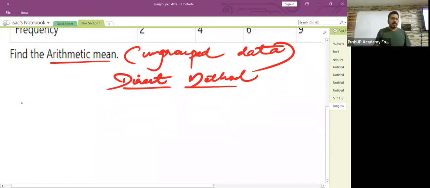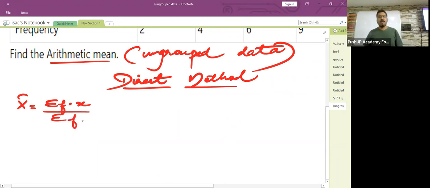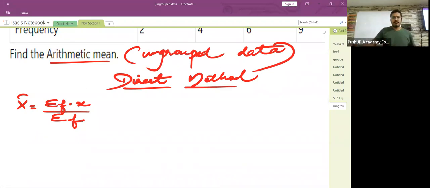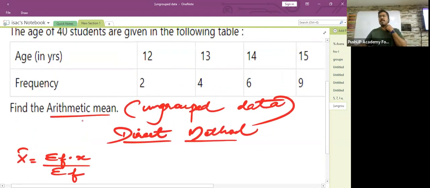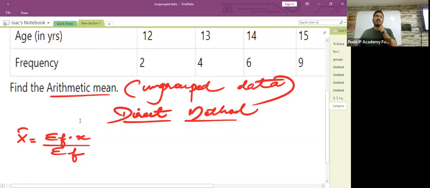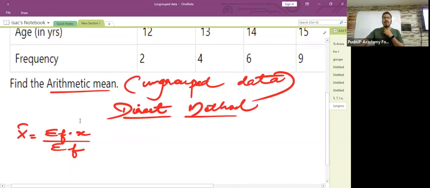Everyone make a note of this. The formula to find the arithmetic mean by using the direct method is sigma f into x divided by sigma f. Make a note of this. Everything will be taught technically. Don't worry. Just mention the formula first. Direct method formula is what? X bar is equal to sigma f into x upon sigma f.